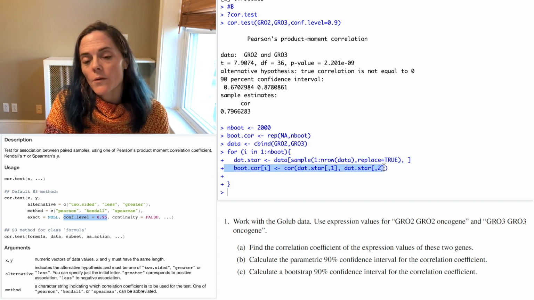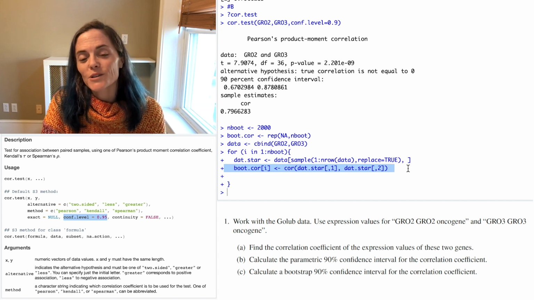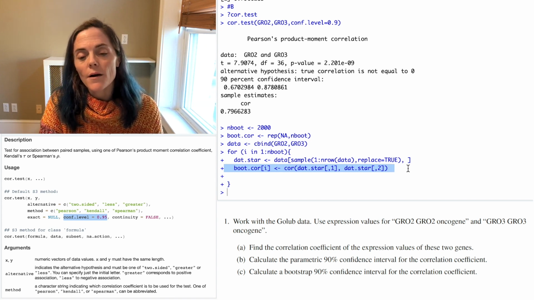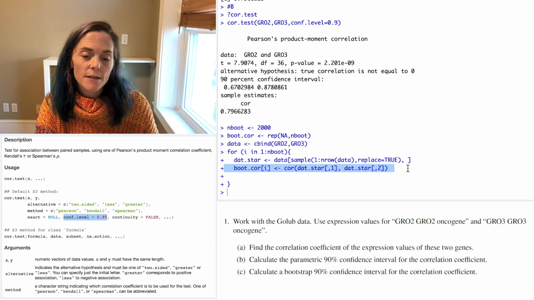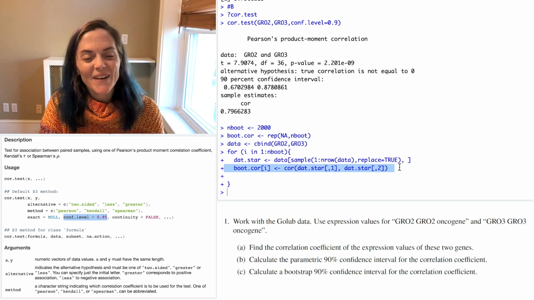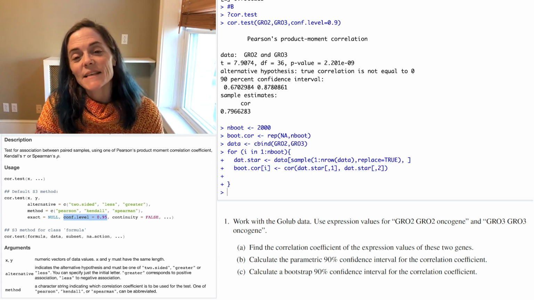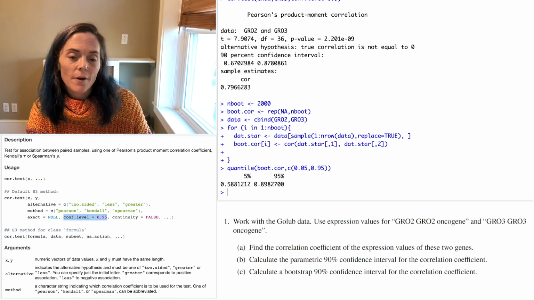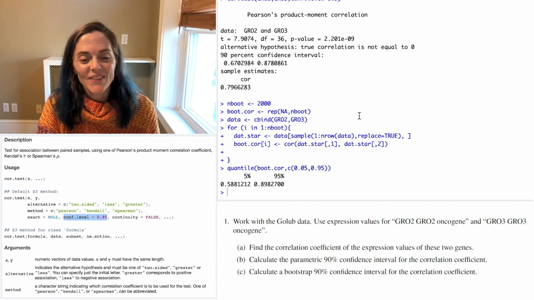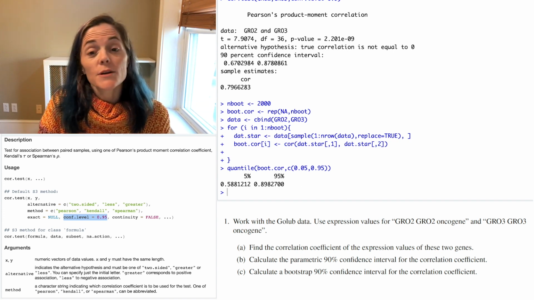Okay, so then we store in this vector boot.cor the correlation coefficient on this pseudo data set. Okay, so now I can ask for the quantiles. Here's my bootstrap confidence interval. This was the end of letter C.